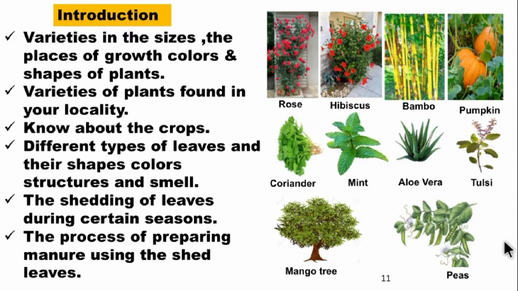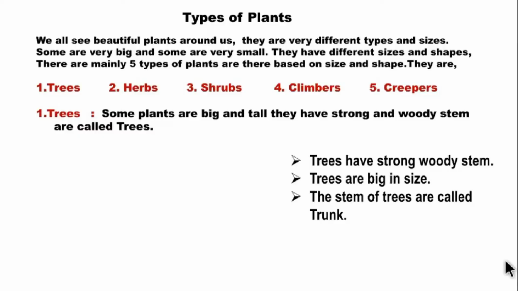So for example, you can see in the picture, children, rose plant, hibiscus, bamboo, pumpkin, coriander, mint, aloe vera, tulsi, etc. are there. But all these plants are not the same, they do not look the same, isn't it? They have different types of stem and roots and flowers. Some plants grow along the ground, some plants grow with support, and some plants are big in size. So next, children, we are going to learn types of plants first.